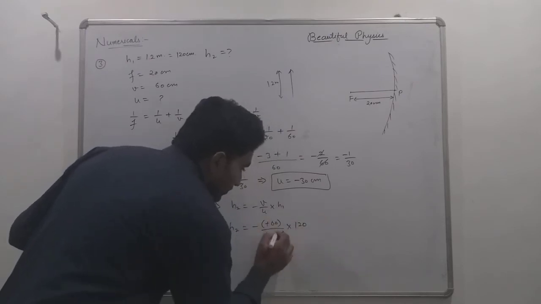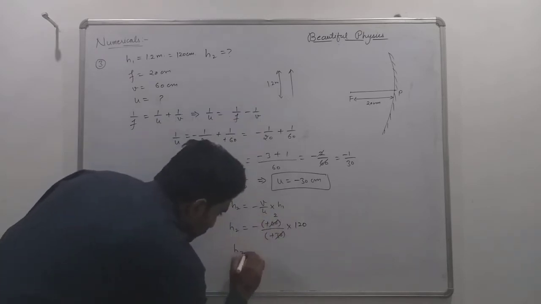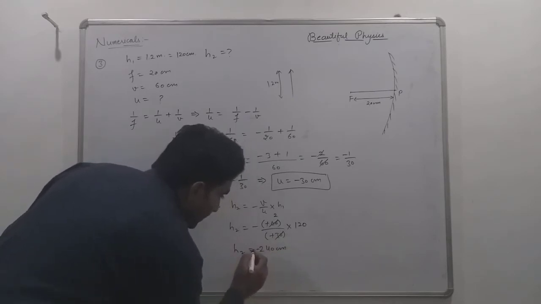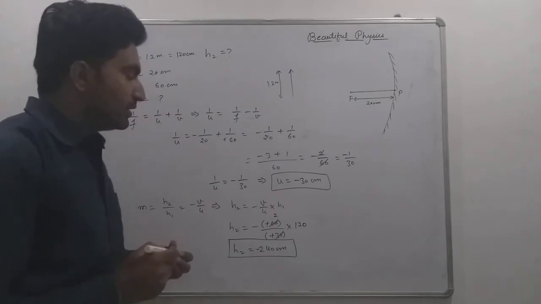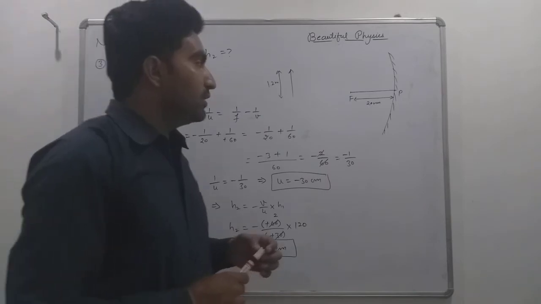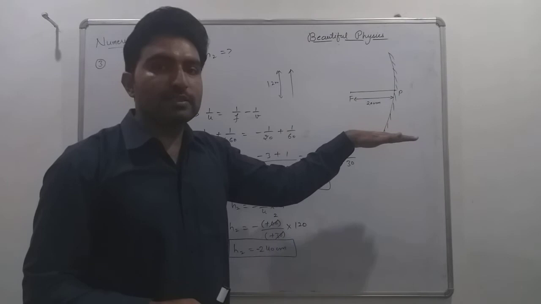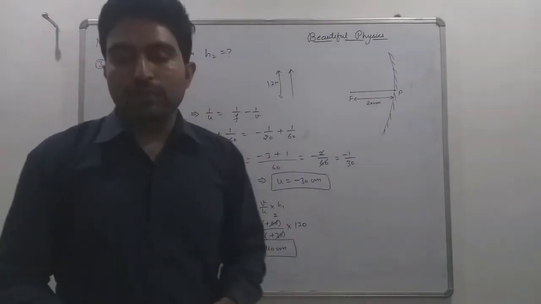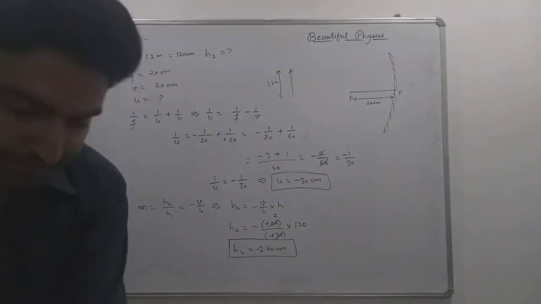Negative negative cancels out and the value will be 2 and h2 will be equal to 240 centimeter with negative sign. It means h2 is negative, which means the image formed is inverted, because all the distances below the principal axis are negative. So the image formed is inverted here. Okay, let's take some more examples in the same manner.